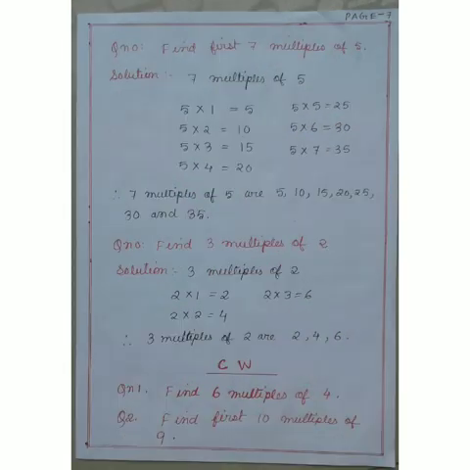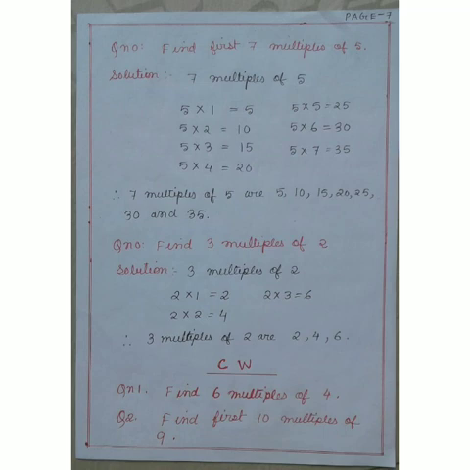I have given you a question to find the first 7 multiples of 5. Solution: 7 multiples of 5, I can write as 5 into 1 equal to 5, 5 into 2 equal to 10, 5 into 3 equal to 15, 5 into 4 equal to 20, 5 into 5 equal to 25, 5 into 6 is 30, 5 into 7 is 35. So, therefore, 7 multiples of 5 are 5, 10, 15, 20, 25, 30 and 35.